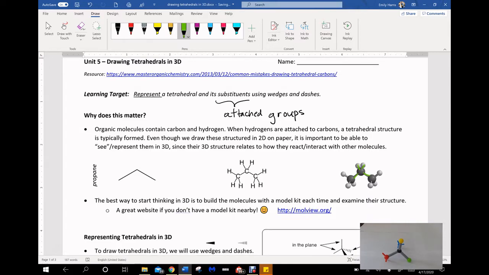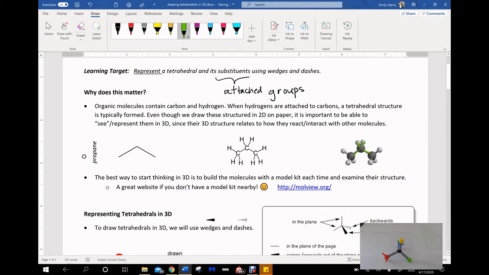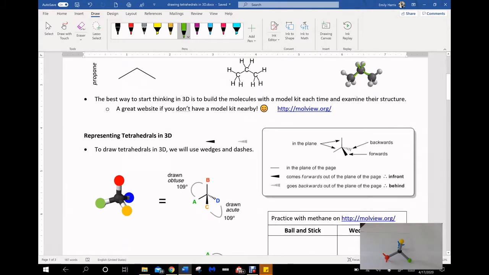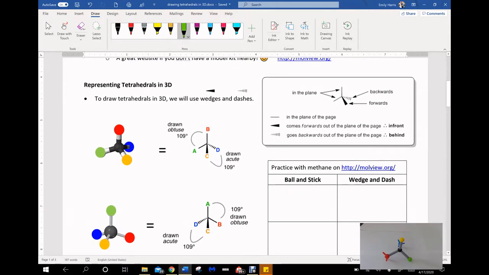And so typically the best way to start thinking in 3D is to build the molecules with a model kit. But of course, most of y'all probably don't have one at home. And so we're going to try to use a website called MolView instead. But before we get to the site, let's go through just a couple of examples on how this wedge and dash notation works.